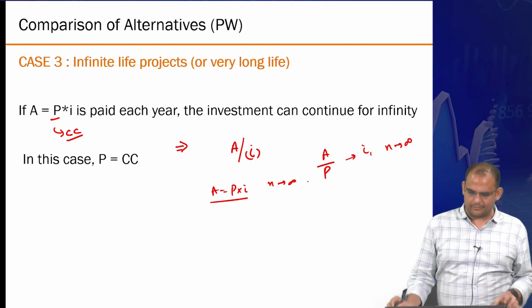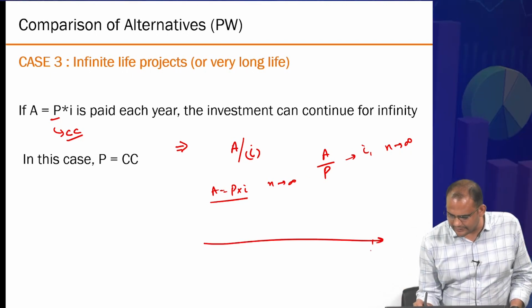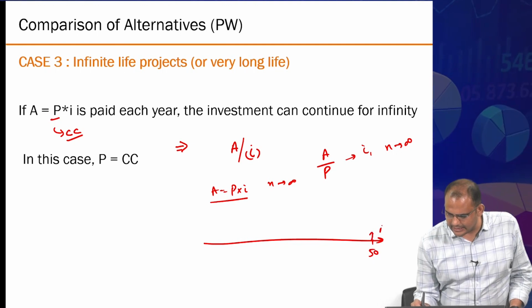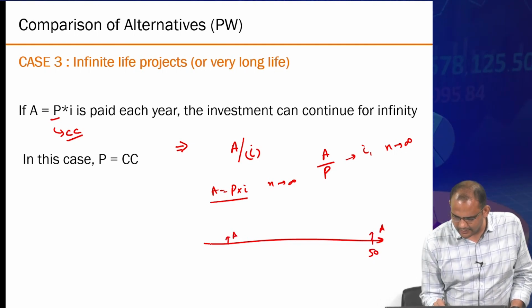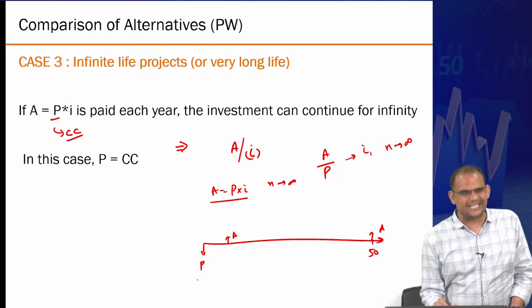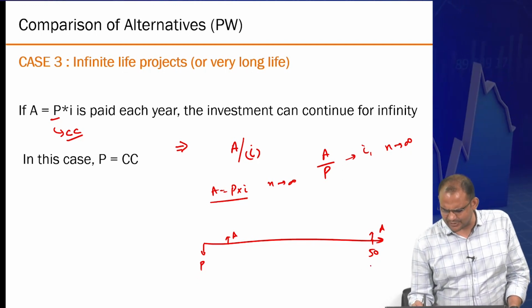Why does it happen? Because if your n is, let's say, 50, this amount A, the effect on the present worth of this will be very, very small. This is like what?